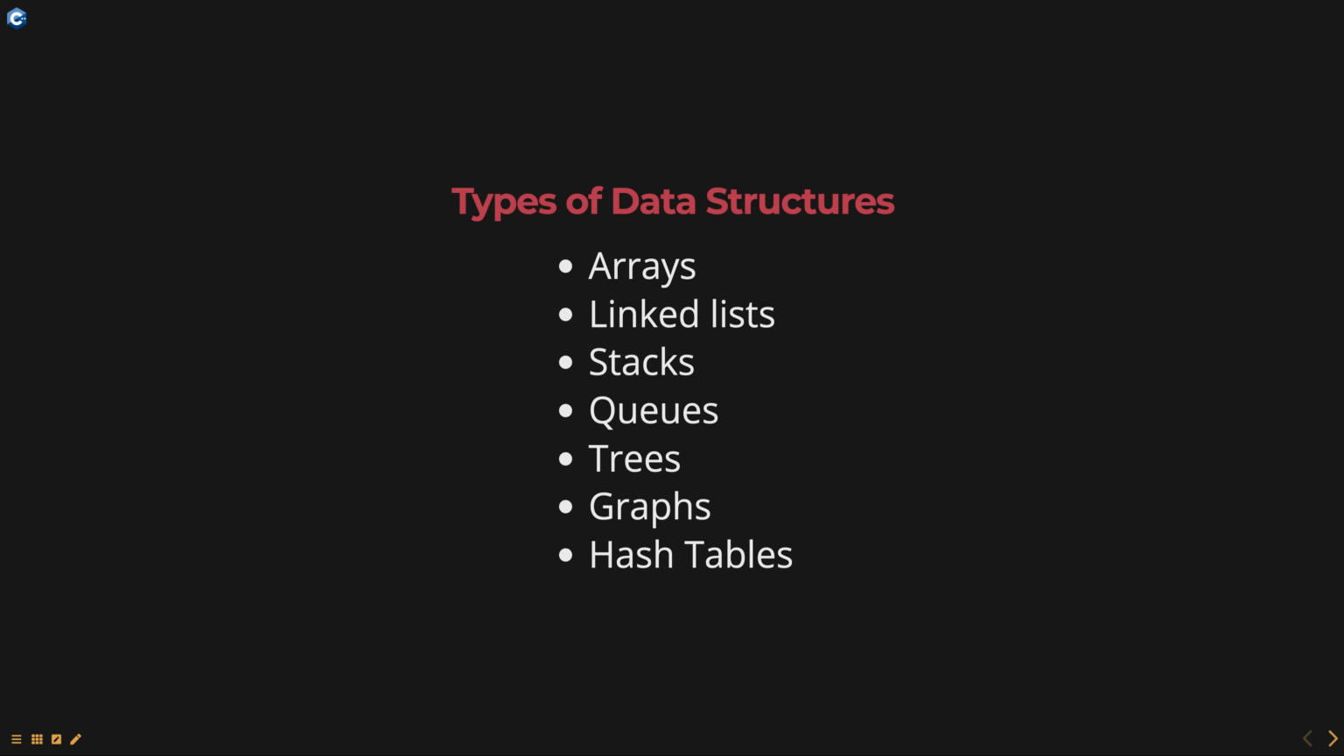Linked list. A linked list is a collection of nodes where each node contains a value and a pointer to the next node in the list. Linked lists are useful for dynamic size collections and insertion or deletion operations.